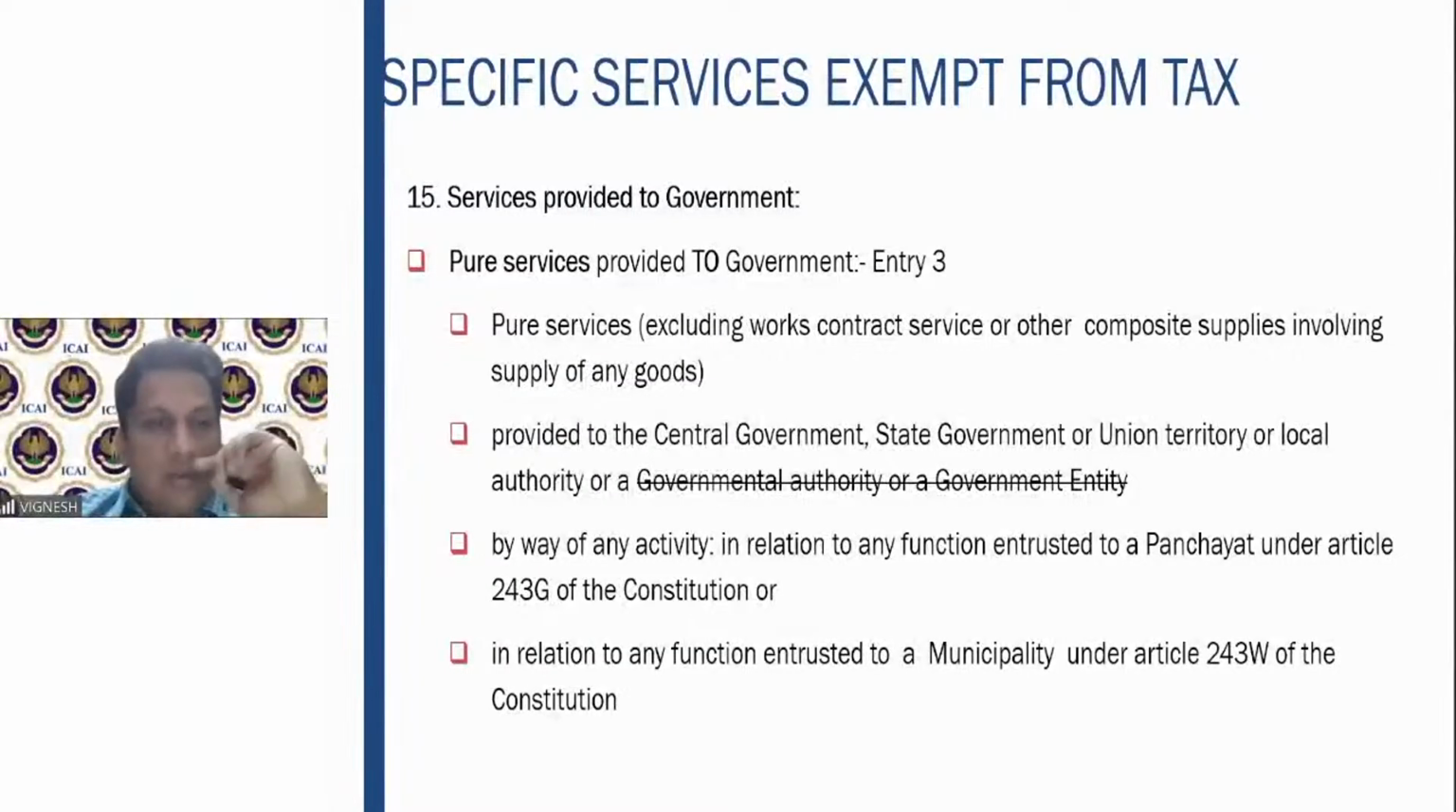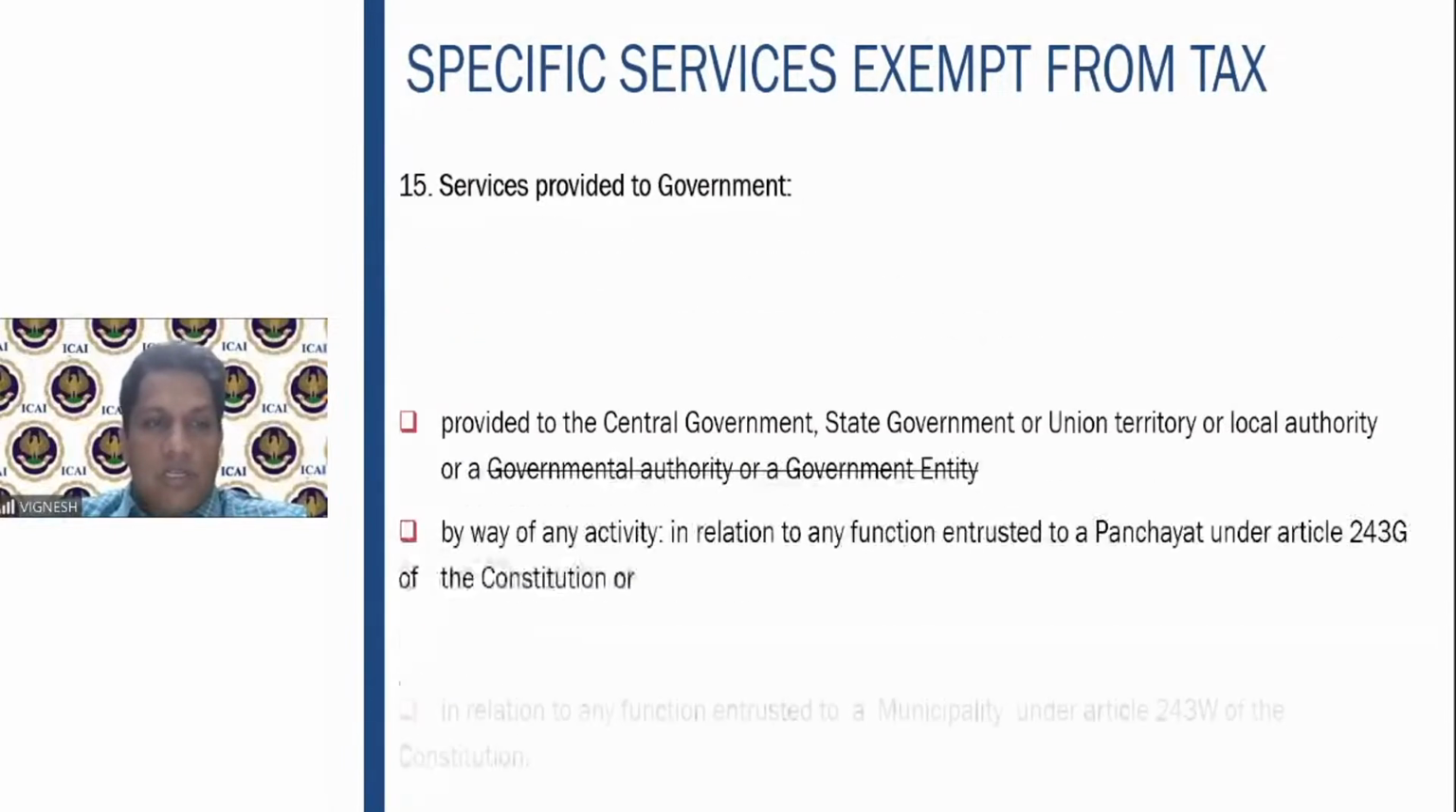Fine. Then further services here, pure services provided to the government. Here also there is a small amendment in a few particular points, where the service is provided to the central government, state government, union territory or local authority. In addition to this, government authority or government entity was also mentioned, which is now removed. When I say pure services, it refers to services other than works contract. So other than works contract, it should be purely services, not sale of goods. If you provide these services to the government, it is exempt from GST. But government authority and government entity will not be covered. Others will all be covered.